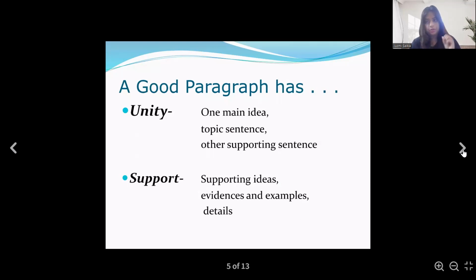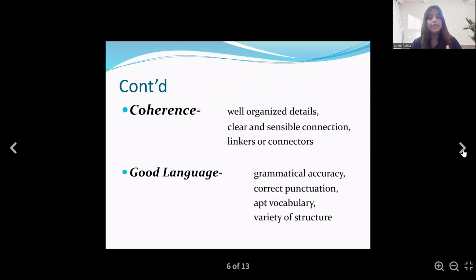Point number 2 is you have to give supporting ideas, evidence, and examples. You just can't state something, right? You have to give supporting reasons for why you support it. So what is the relevance, why are you supporting it? You have to give all the details and everything. Okay. After that, it's also important that it's coherent. In the sense, it's very well organized. It has a clear, sensible structure, and also it has linkers and connectors that can link one sentence with another. There should be some kind of relationship between each line.